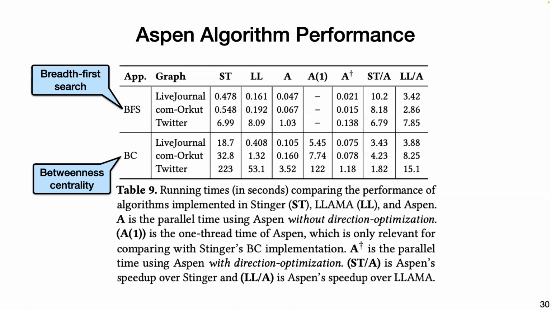And the reason that these algorithms are so much faster is because Aspen uses these blocks. I think the blocks may be bigger than they are in Stinger. And also Aspen uses compression, like the same compression scheme that we talked about last time, using variable size chunks. So they have better spatial locality.